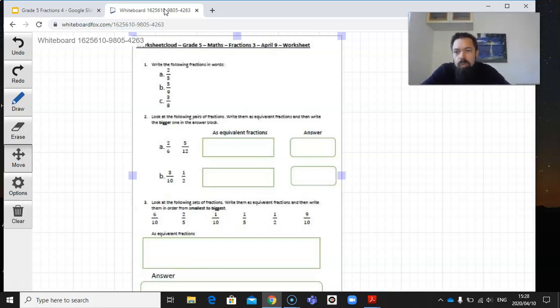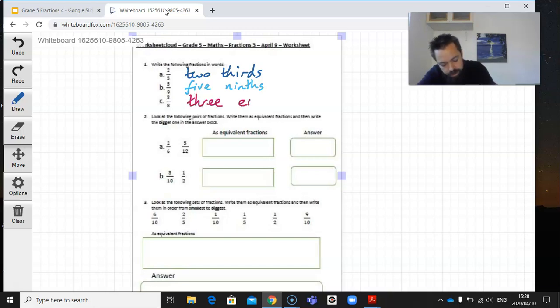So first of all, I was checking whether you could write it in words. So looking at the first one, we can see that there are 2, and when we've got a 3 at the bottom, we call it thirds, so 2/3. The next one, we had 5, comes from our numerator, and we were looking at a 9 at the bottom, so we have 9ths. Next one, 3/8. 3 comes from the numerator, 8ths comes from our denominator.